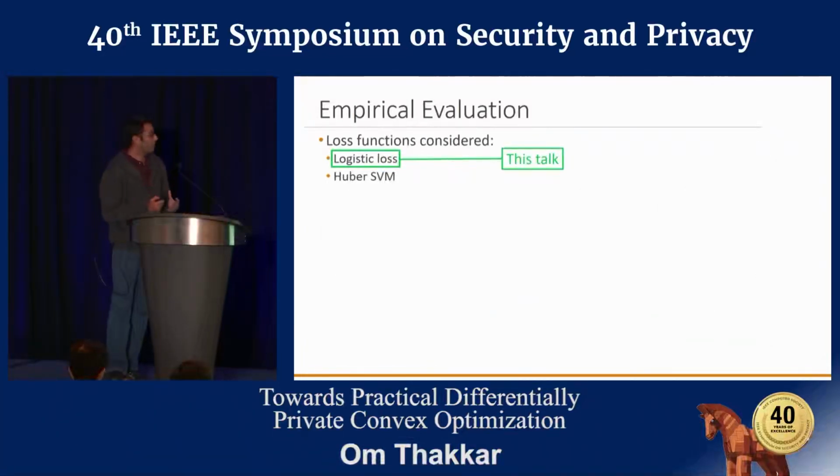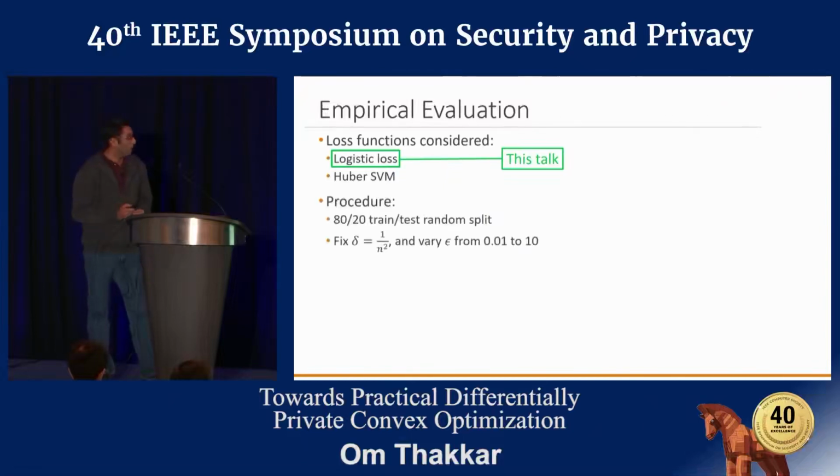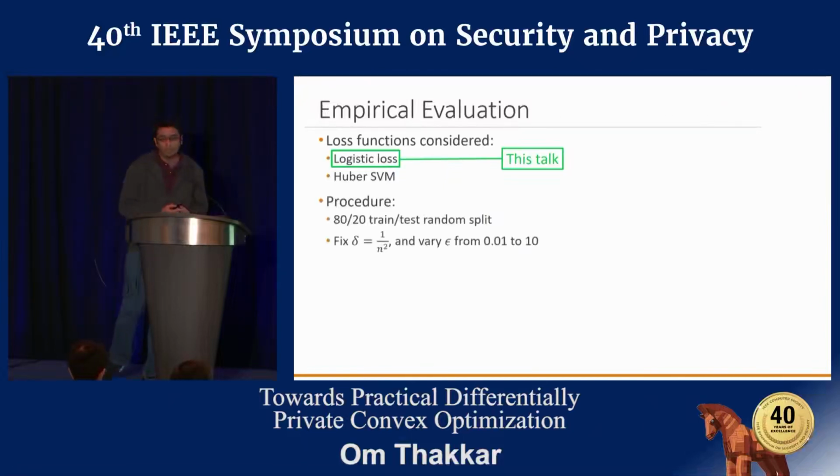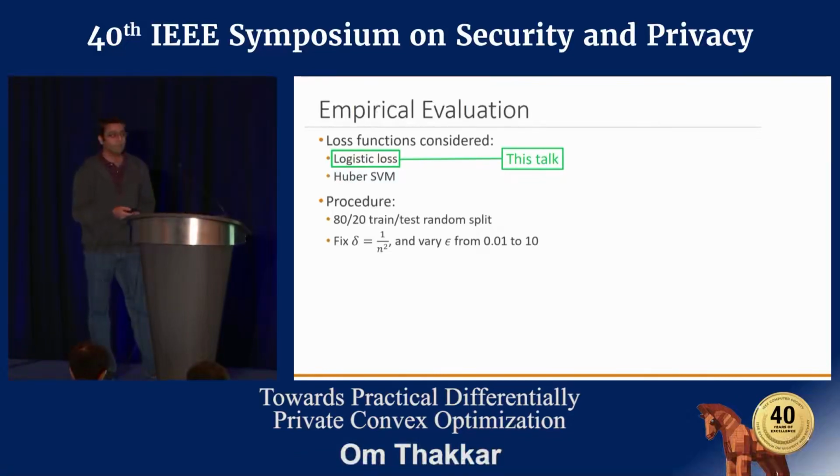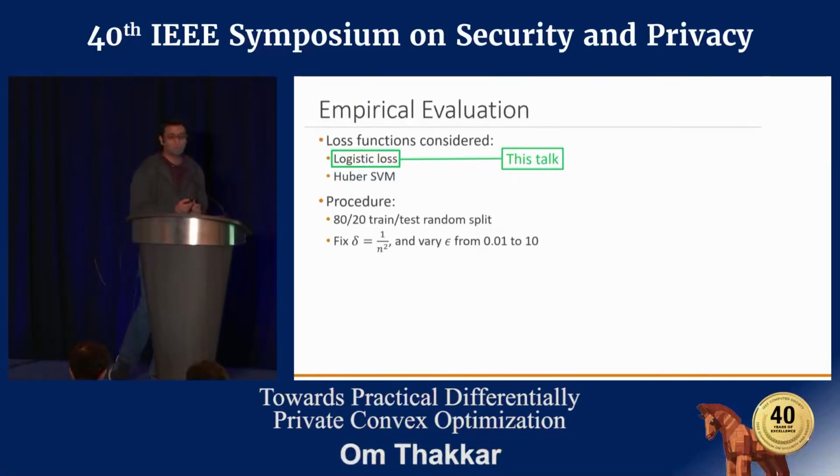So what is the experimental procedure? We consider 2 loss functions. In this talk, I'll focus on logistic regression. We first split the input data set, randomly, into a training and testing set. We fix one of the privacy parameters, delta, to 1 over n squared, and we vary epsilon from 0.01, which is very high privacy, to 10, which is a lower level.